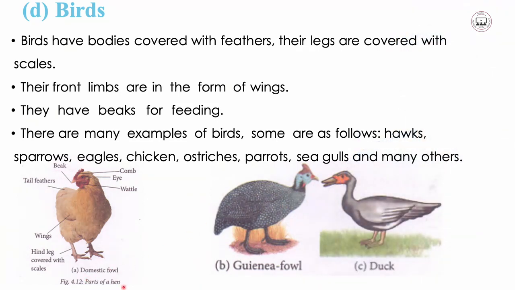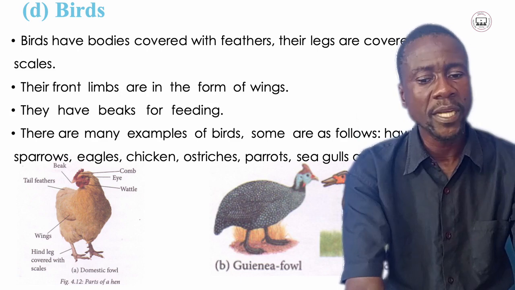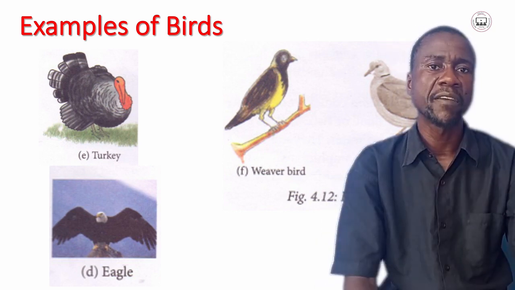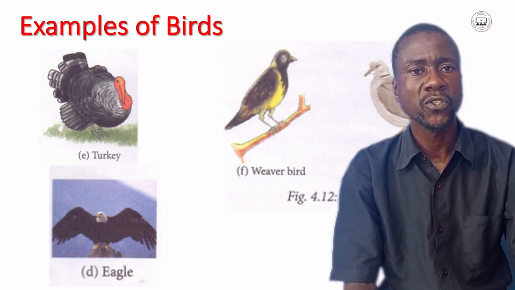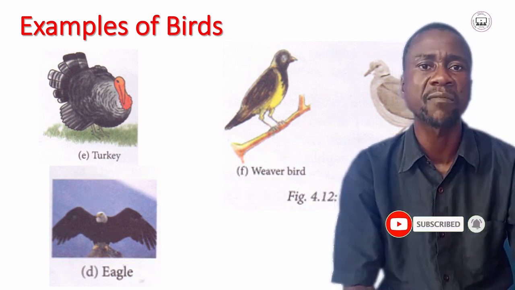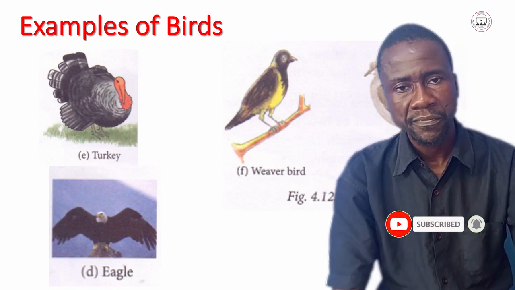So here we have parts of a hen. This is a chicken, and then the guinea fowl. Then here we have also a duck. To add more examples of birds, we have the turkey and the eagle, then the weaver bird, then the dove here. So these are examples of birds, just to mention very few of them. But the group of birds also covers a lot of species which are found in the environment.